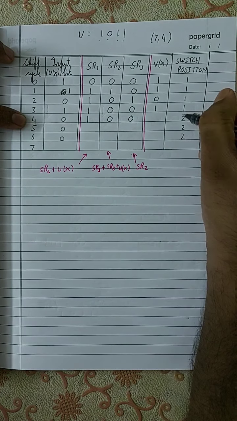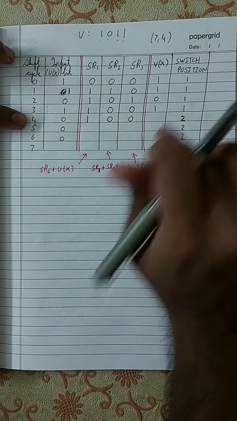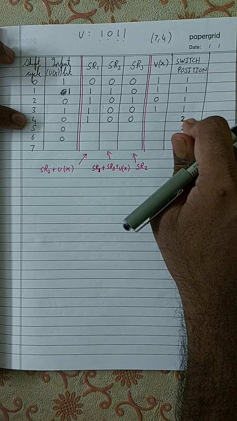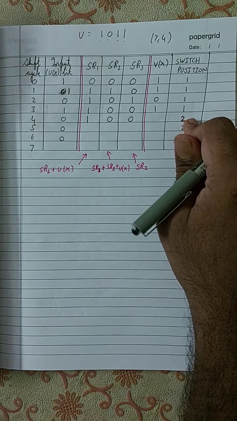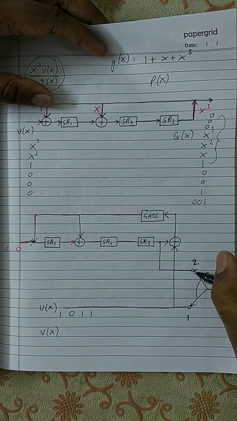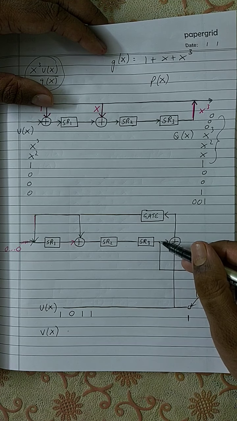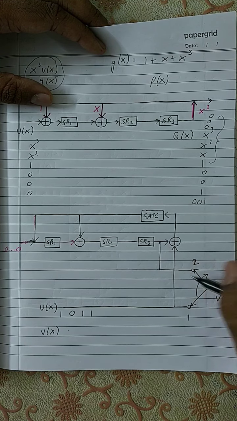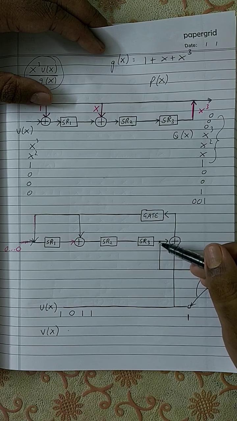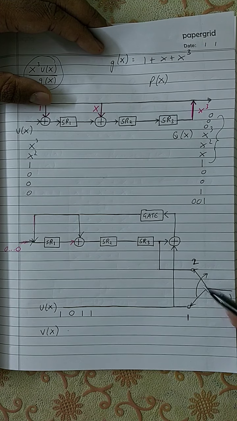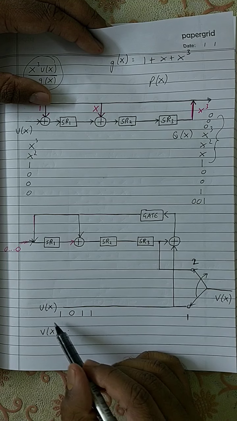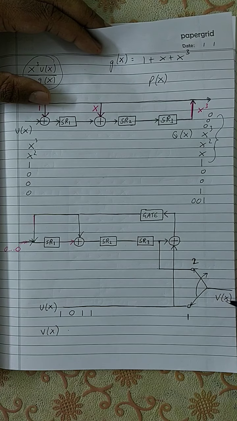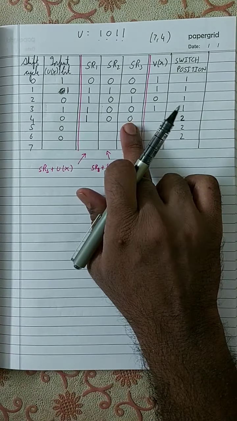Okay, and then the switch will go to position 2. When the switch is in position 2, it is nothing but the value of SR3 itself. So when the switch is in position 1, the value of the input will be transmitted at the output. When the switch is in position 2, the value of SR3 will be transmitted to the output. So all I need to do is simply copy the value of SR3.